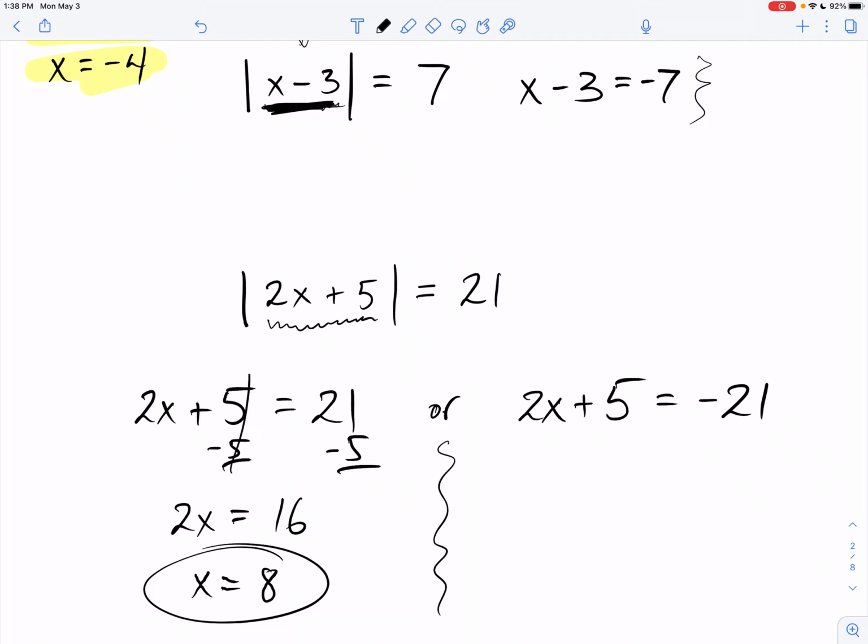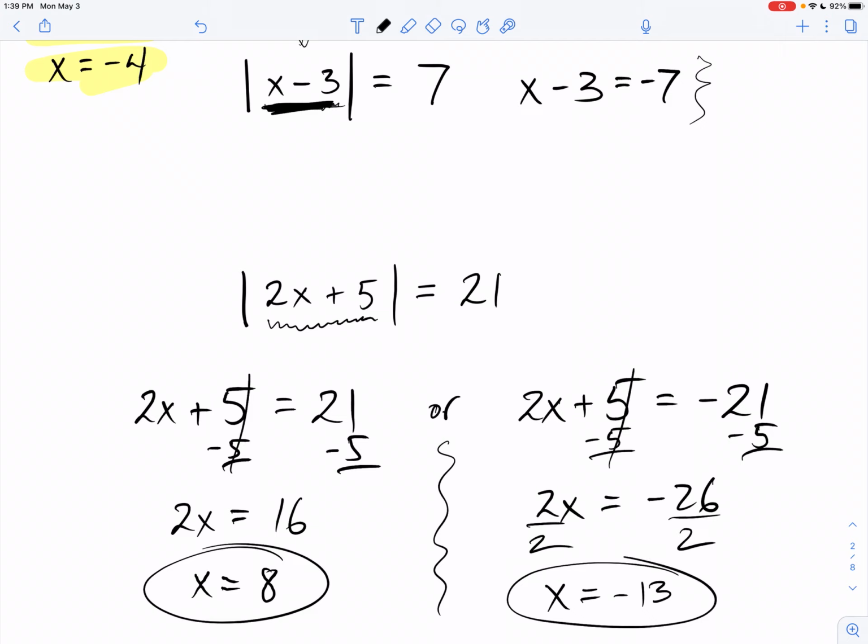Or, let's separate these two. On this side, if I were to take away 5, I would end up with 2x equals negative 26. Then I divide that by 2, right? And I get x equals negative 13. So these two guys are the solutions to that equation.